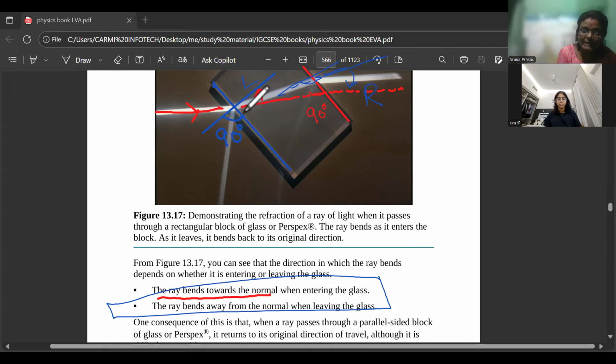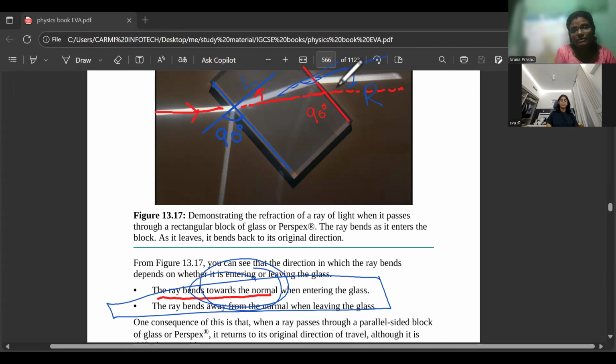Okay, I'm repeating. When the ray enters the glass, it will move towards the normal. So this is the normal, this is the straight line where my cursor is moving. The ray of light would have traveled in this direction, again where I am showing with my cursor, but it is tilted a little bit towards the left.